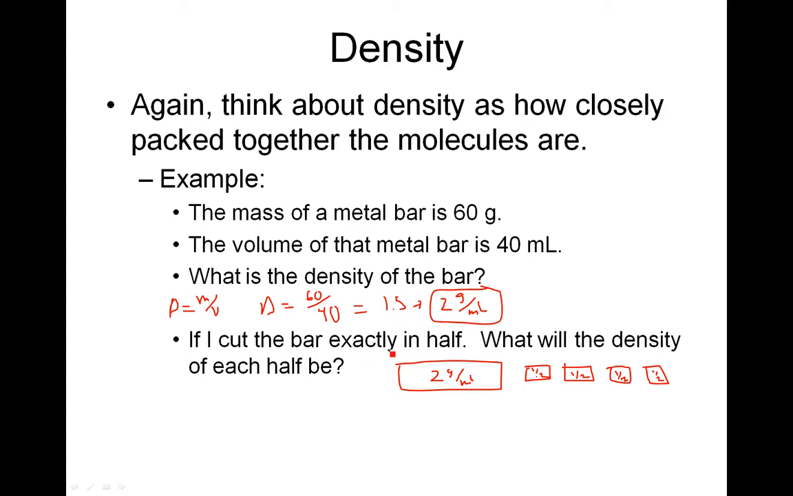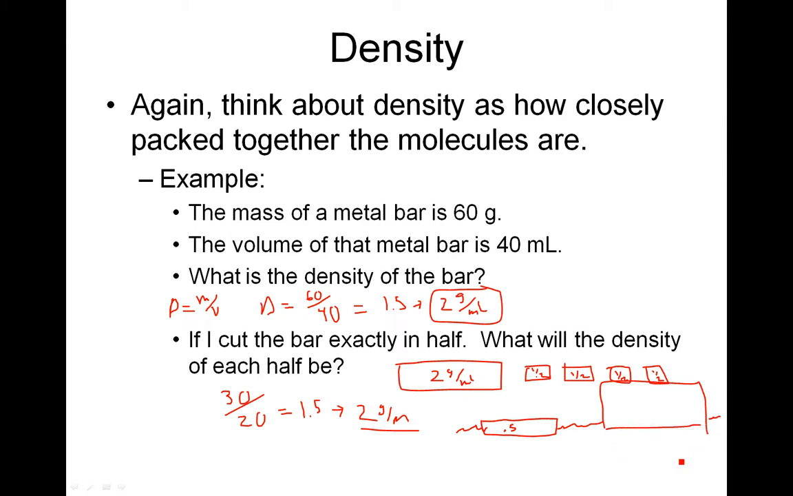An easy way to see that: if I cut it exactly in half, then the mass of half of it would be 30, the volume of half of it would be 20, and we still get 1.5, which rounds to 2 grams per milliliter. It's the same because I didn't do anything to the molecules. Think about a big piece of wood. Let's say I have a piece of wood and the wood floats in water, so the density is less than 1. Let's say the density is 0.5. What if I had a piece of wood 6 times bigger than it? So now I have a piece of wood 6 times bigger than it.